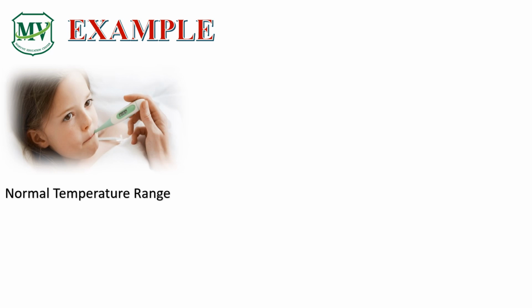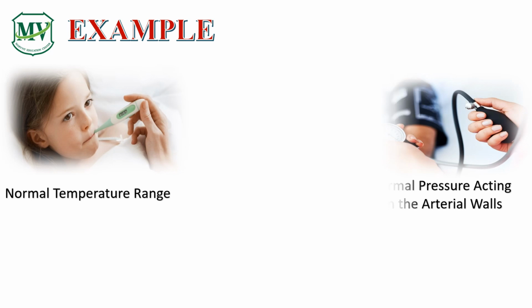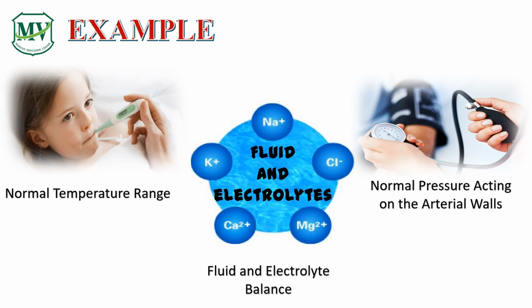The body is said to be in homeostasis if it is within the normal body temperature range, the blood pressure is within normal readings, and it's got ample amounts of fluid and electrolytes.